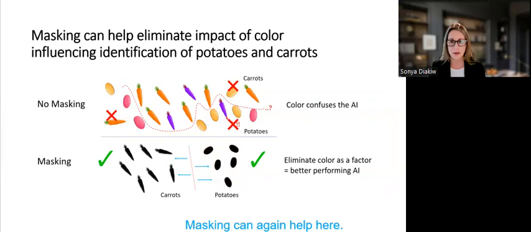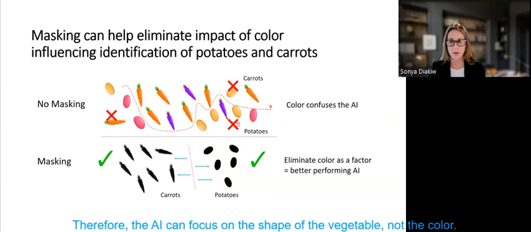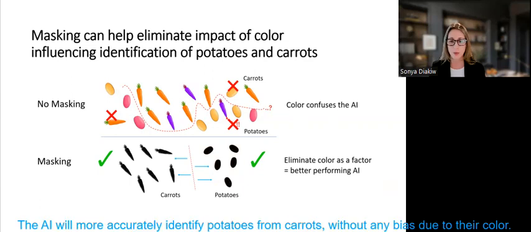Masking can again help here. Masking can be used to hide the color of the vegetables in the images. Therefore, the AI can focus on the shape of the vegetable, not the color. The AI will more accurately identify potatoes from carrots without any bias due to their color.